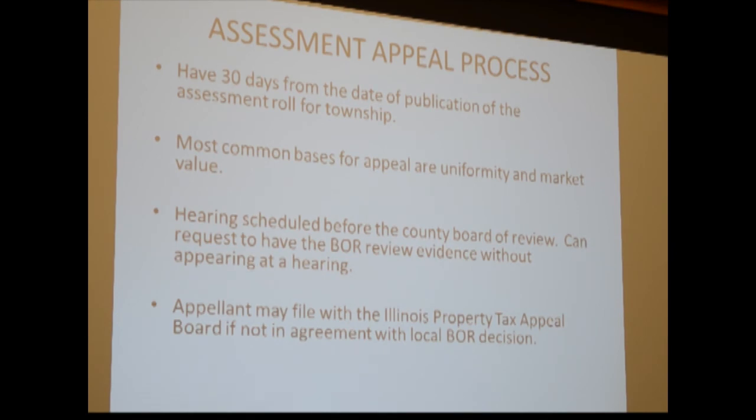You pull together your evidence. It's a calculation. They look at your 4, 5, or 6 comparables, or comparables. Thank you. I have both pronunciations in my brain, and it stalls my brain sometimes. So comparables or comparables. The appellant may file with the Illinois Property Tax Appeal Board if, after the local Board of Review, you don't like that decision. That's your 3rd level.